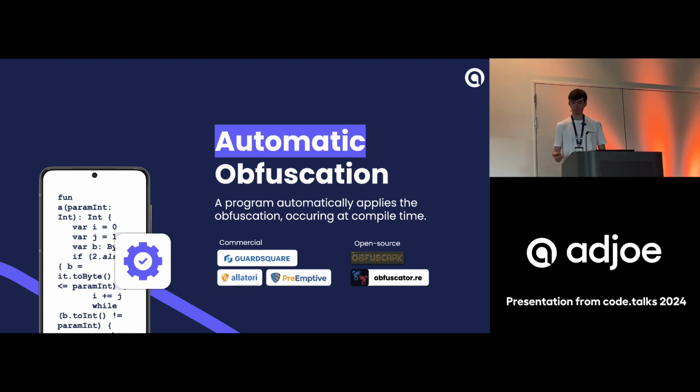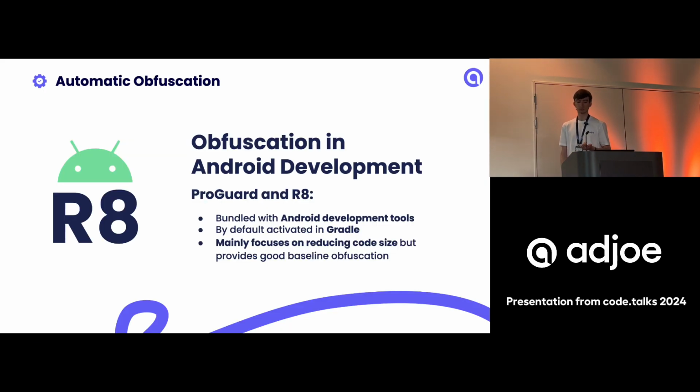One thing, again, coming back to Android, that is very popular there, you might have heard about this, is ProGuard. ProGuard is the default Android obfuscator. It comes bundled with the Android development toolchain. It is by default activated inside Gradle. That means it's super easy to use. You don't actually have to do anything in order to use it. And what ProGuard does is that it gives you a good baseline obfuscation.